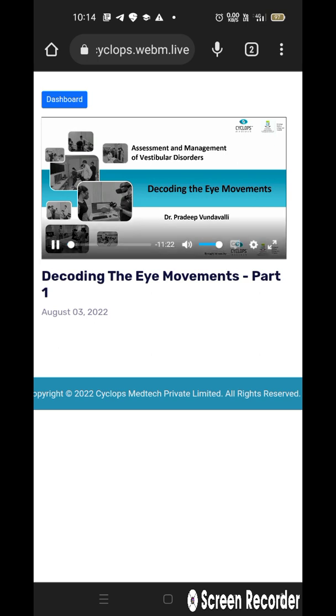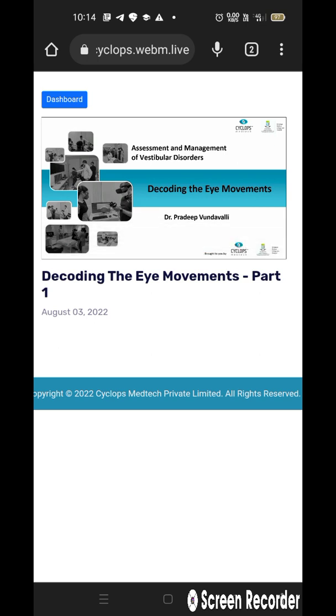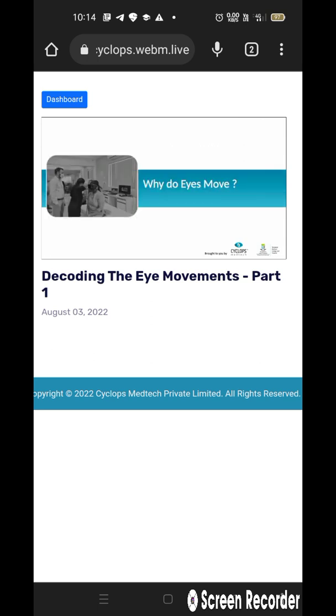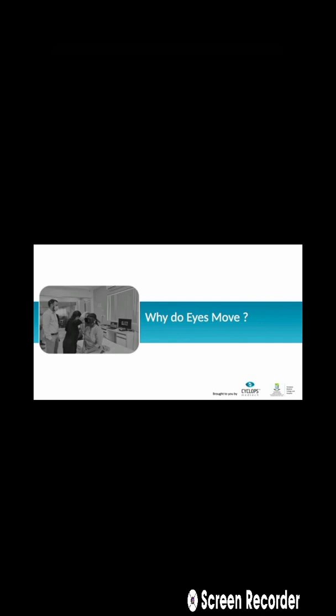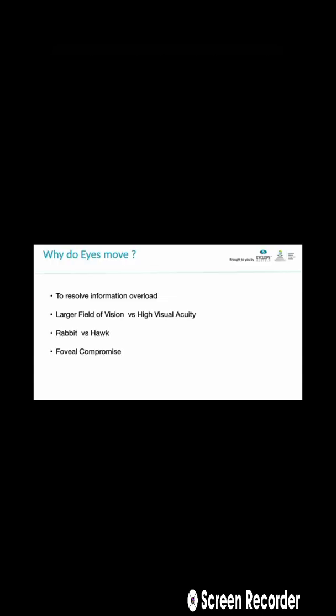In this session, we will be dealing with the series of lectures on decoding the eye movements. So, the basic thing we all should know is why do eyes move? Why do eyes move? The main reason the eyes move is to solve the problem of information overload on the brain.